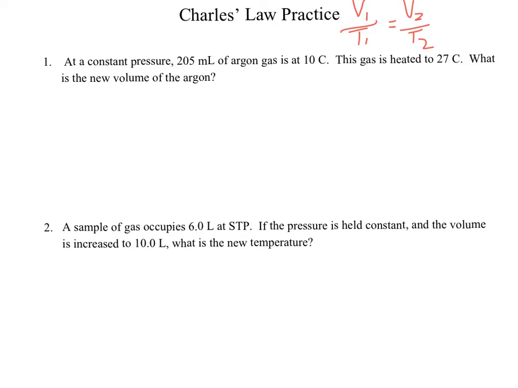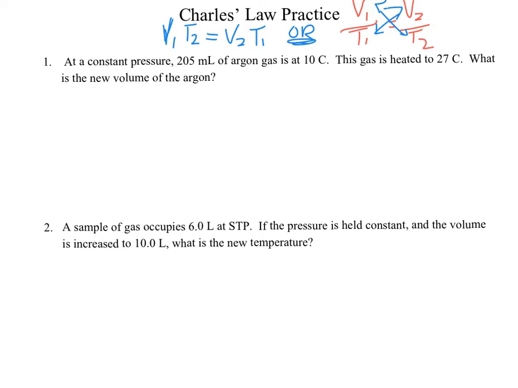Now, there's another way to express this, and that would be taking the fractions out of the equation, and what we'd have to do is just cross multiply. So for this problem, what I would do is I would take my V1, so I got my V1 times my T2, and that's going to be equal to my V2 times my T1. So these are the two ways that this Charles' Law equation can be expressed.